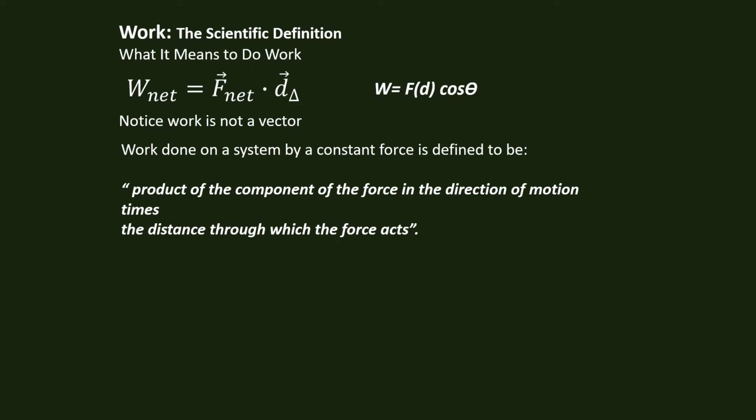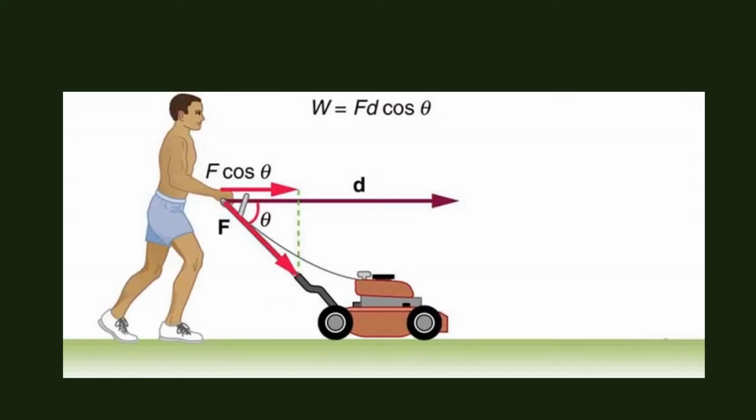Work done on a system by a constant force is defined to be the product of the component of the force in the direction of motion times the distance through which the force acts. So we'll look at this example here. We have a man who is pushing a lawnmower, and he's pushing it a certain distance, and this force is actually on an angle, okay? And so the component of this force, if we look, we basically have the force downward, and we have the x horizontally.